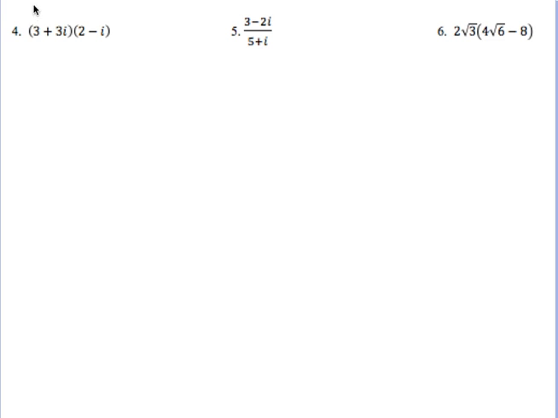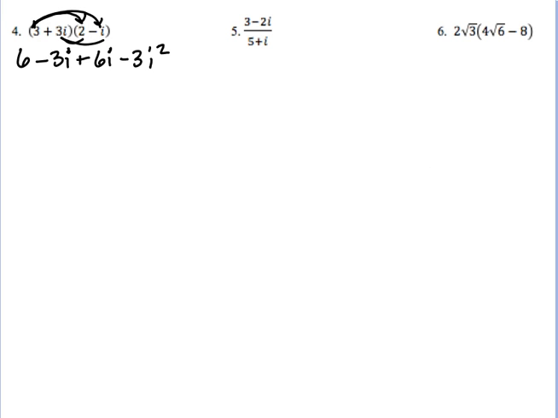You know you could have done this on your calculator. You could have just typed it in, but this is how you work it out. 3 times 2 is 6. 3 times negative i is negative 3i. 3i times 2 is a positive 6i, and 3i times negative i is negative 3i squared.